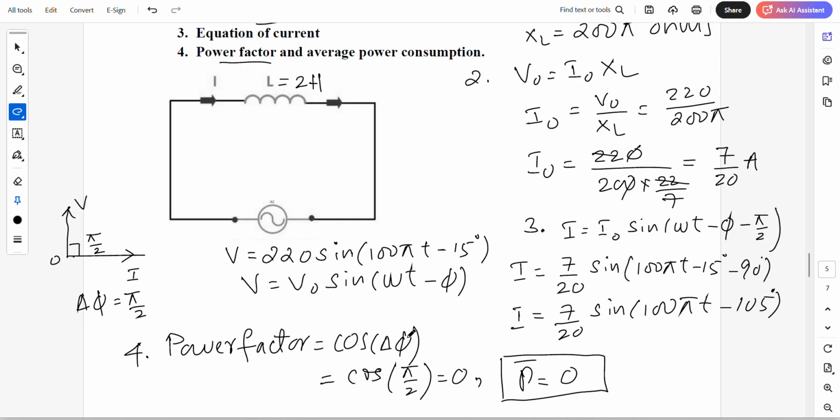Students, hope you have understood. These are the problems on pure inductor, circuit containing pure inductor. There is no resistance in series with it.